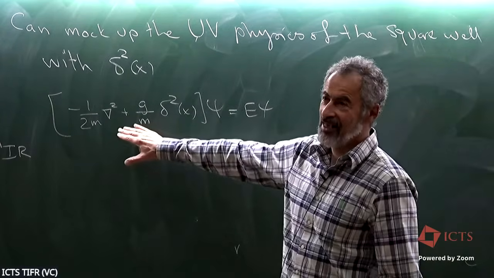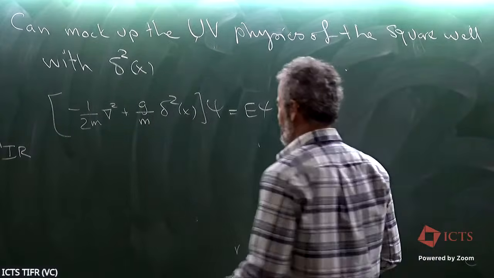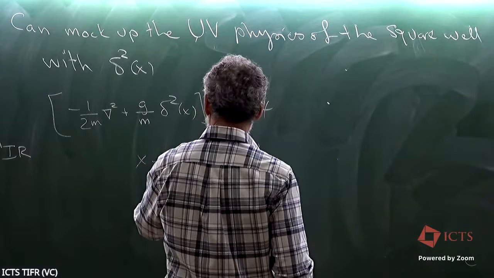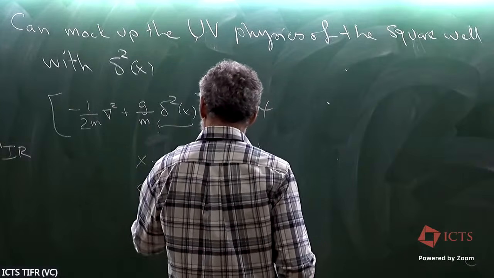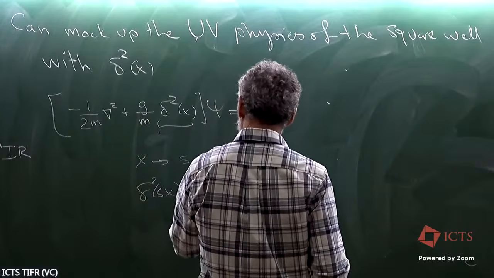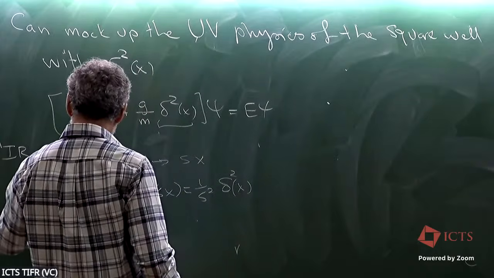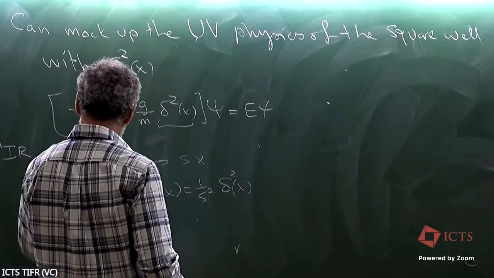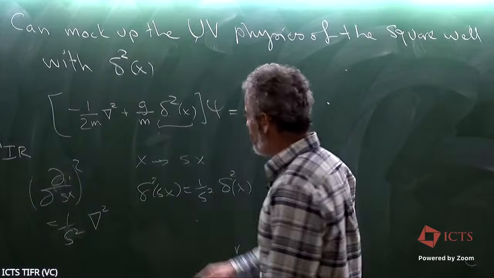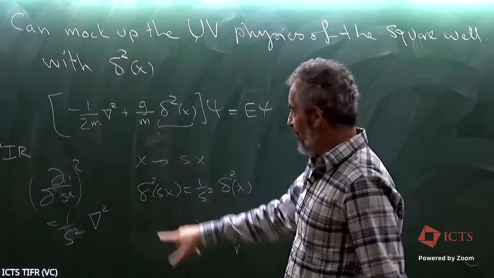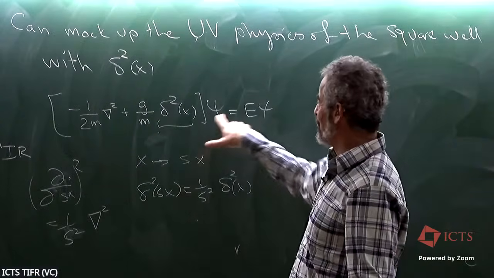This theory is scale invariant because if I change x by a scale, x goes to Sx, then delta of Sx is 1 over s squared delta of x, and d by d Sx squared is 1 over s squared del squared. And so both of these terms scale the same way. So if I find a solution, it looks like I just have to rescale the size of the solution. I have a new solution with a rescaled energy.